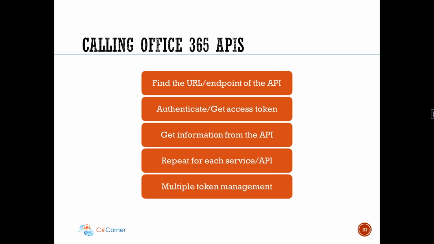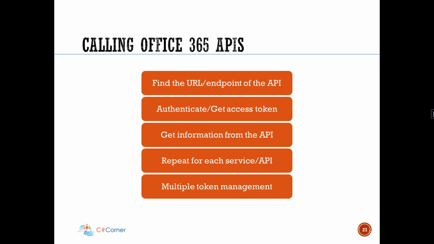I want to work with OneDrive. Then what is the endpoint of the API? Then you have to get the authentication, get the access token. Then you fetch the data, or you do the insert and update calls or whatever. And once you have done this for one API, you have to repeat this for each API.